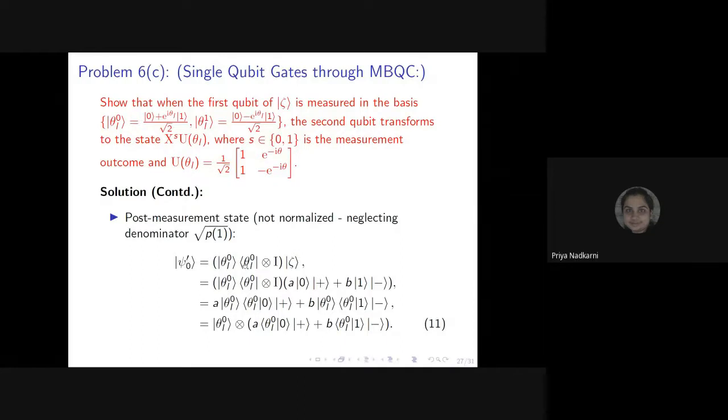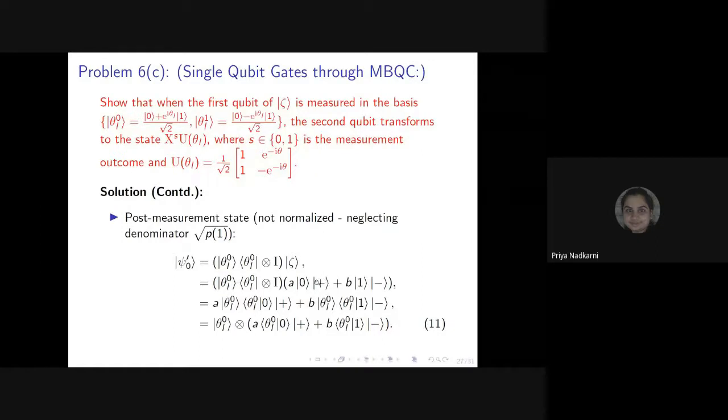So we basically take the projection operator onto a particular basis. Let's first look at the post-measurement state when the measurement outcome is 1, which corresponds to s equals 0 over here. Here we are taking the projector, tensoring it with the identity operator, and applying it on zeta. So we obtain zeta equal to a|0> plus b|1> tensor |+>.